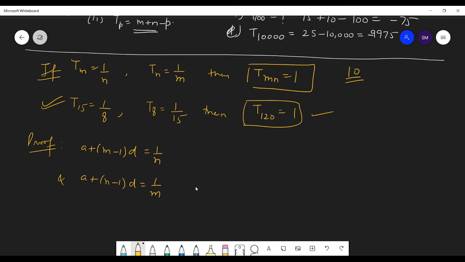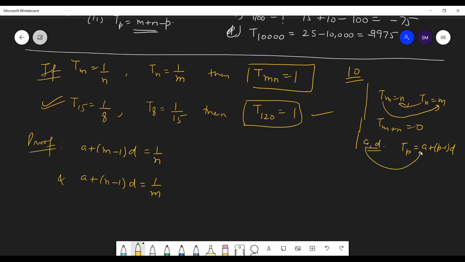Now what strategy are you going to apply here? See, we have done three questions. In the first question, we just multiplied: Tm is equal to n and Tn is equal to m, so we multiplied these and got the result T(m+n) equal to 0. And in the second, we found the value of a and d because we needed to find Tp. Tp was a plus (p minus 1) into d, so we found the values of a and d and put them here. That's what we did in the second question.